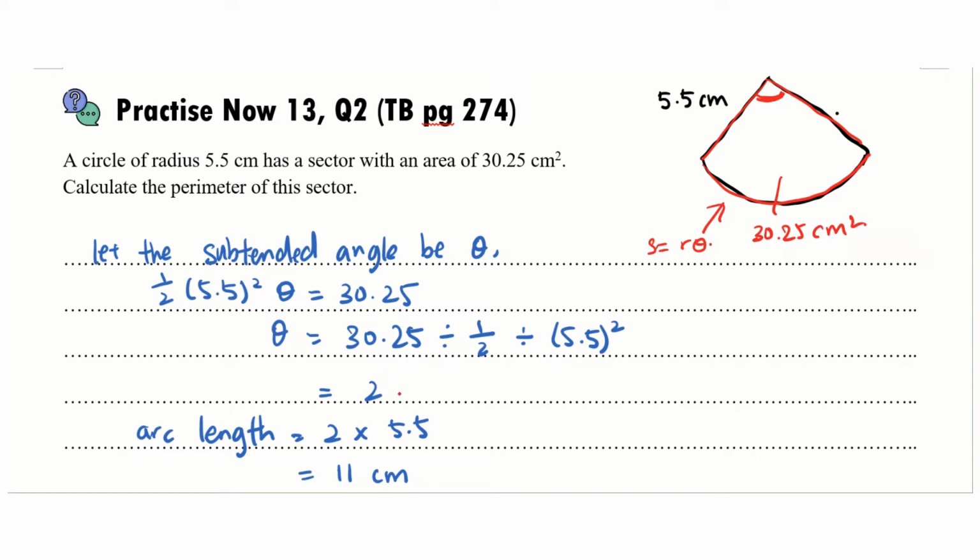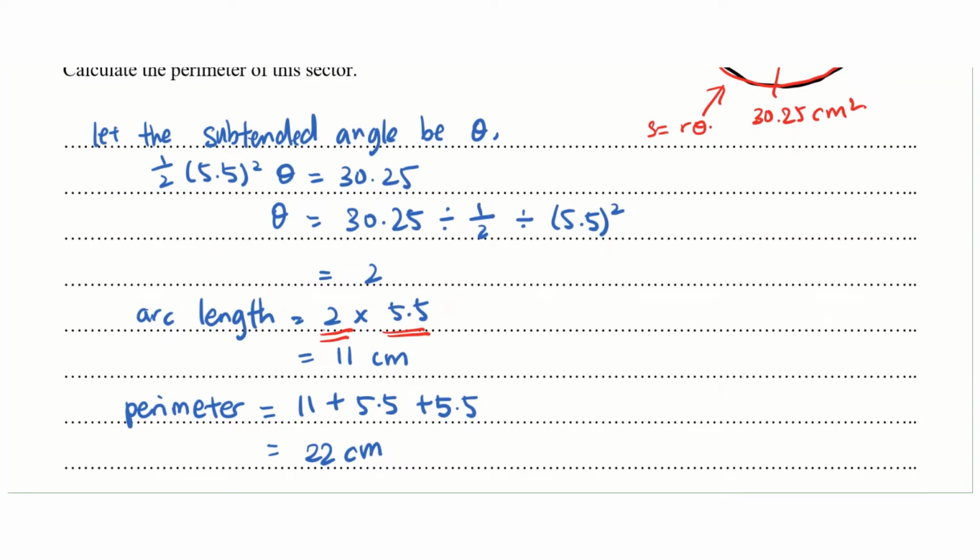Usually we do not write radians, because as mentioned, radian RAD is not a representation of the unit itself. It is not a unit at all. So when there is no unit written for an angle value, it is always referring to radians. Moving on, arc length is S equals R theta. We have the radius 5.5 and the angle 2, and we get that the arc length is 11 cm. Then piecing everything together, we will get that the perimeter will be 22 cm.